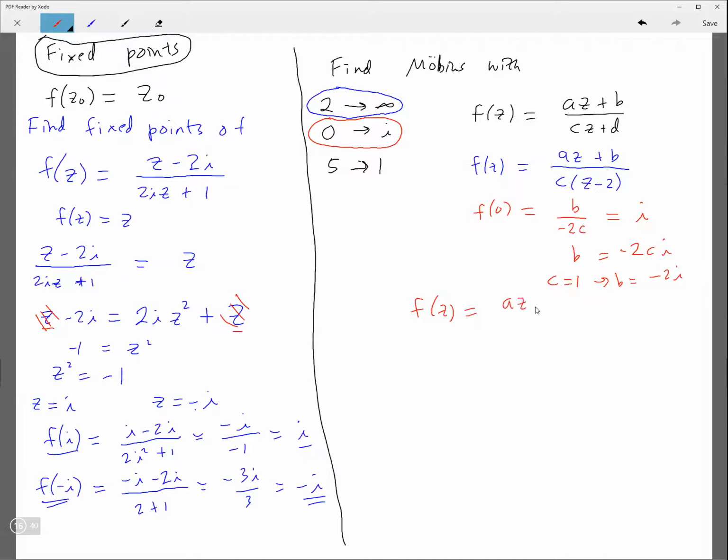So that becomes az minus 2i over, and this is just 1, so z minus 2. If you plug a 0 in, that's going to wipe all that out, and these negative 2s are going to cancel, and you're just going to get i. Okay, and then the last part, f of 5 has to be 1, so what do you do for that one?